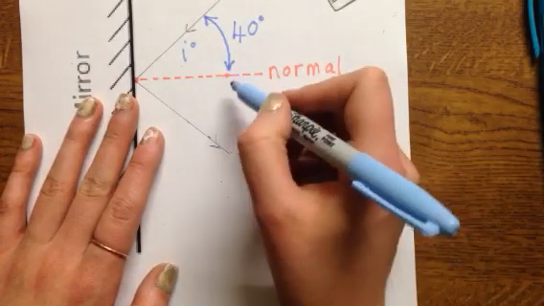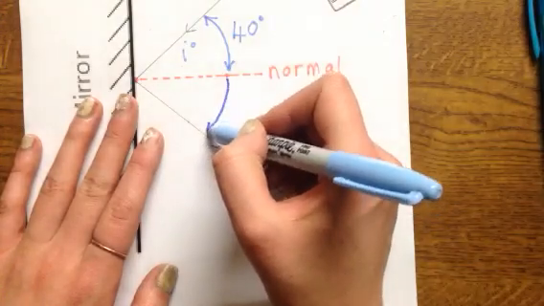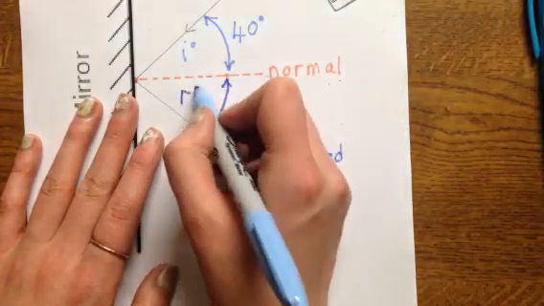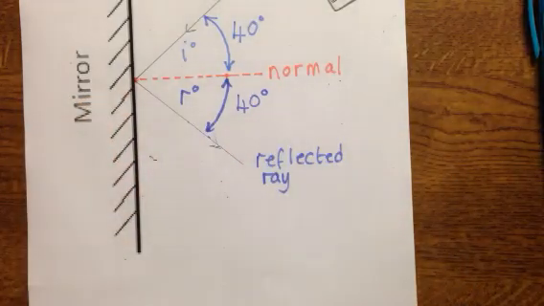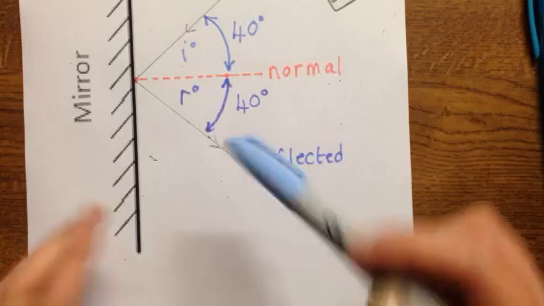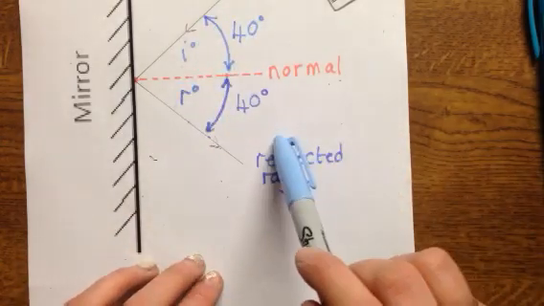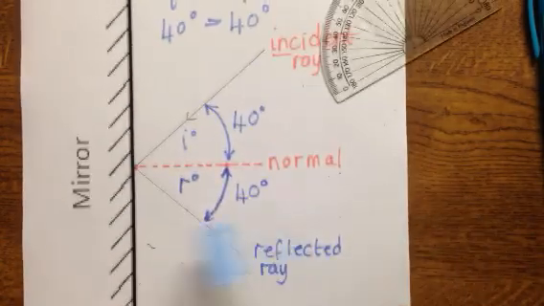And we've just measured it so we know the angle of reflection is 40 degrees. And that's how you use a protractor to measure the incident and the reflected angles on a reflection diagram.